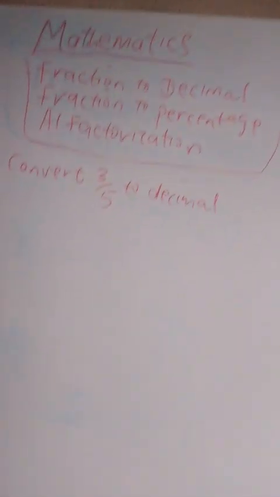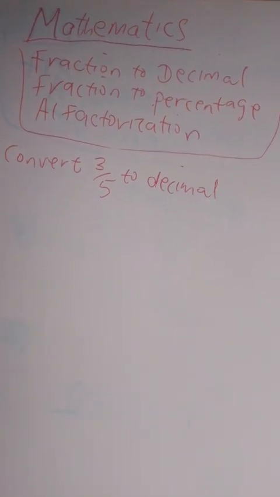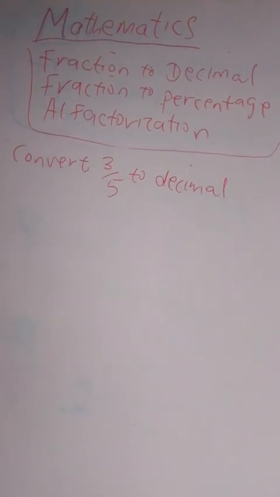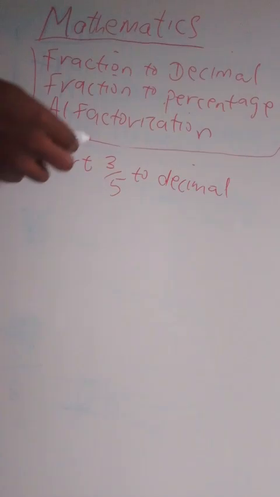So guys, today we have fraction to decimal, and the number one example, we are asked to convert 3/5 to decimal. So this is what we call a proper fraction. That's the 3/5, and we are about to convert it to decimal.